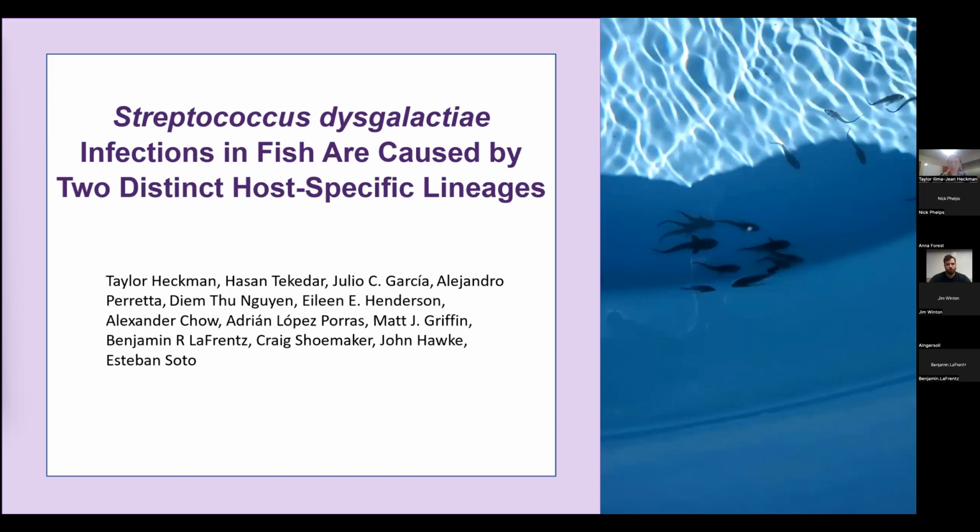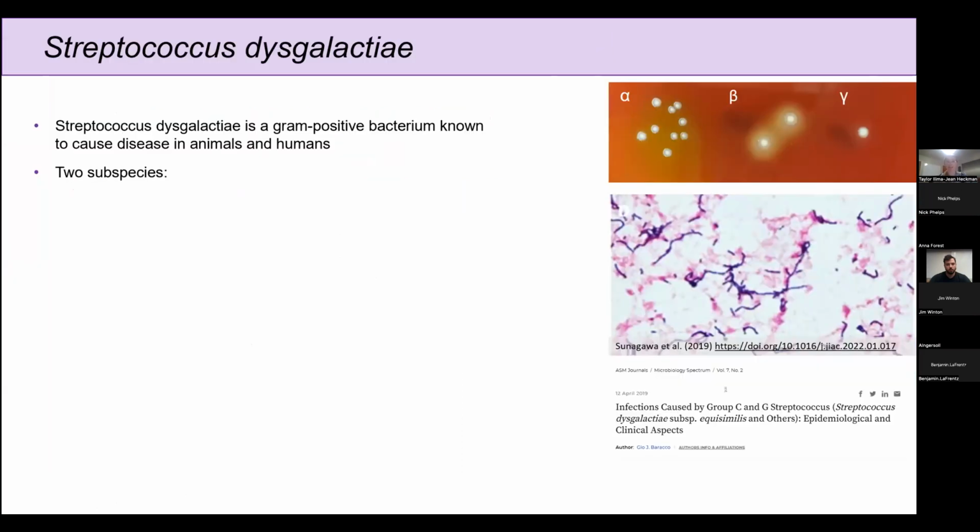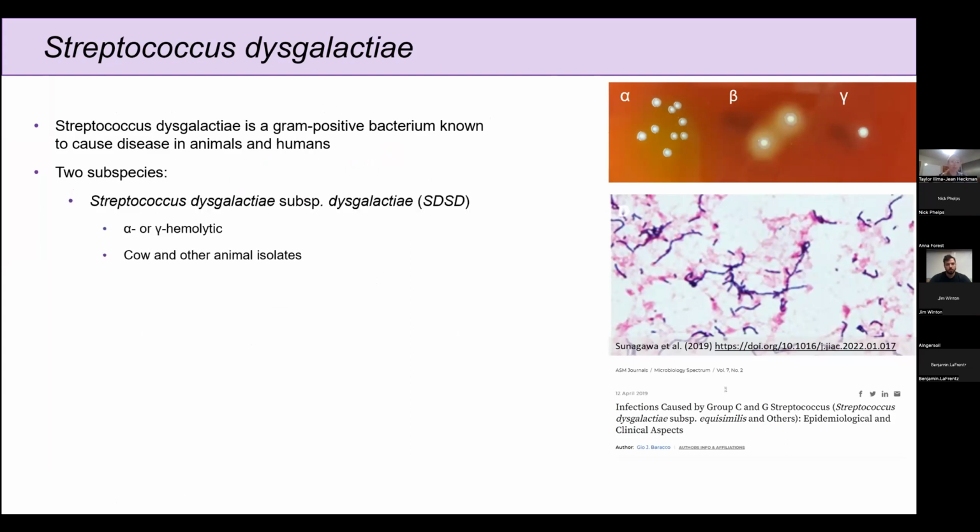So it's a gram-positive bacterium. It already has an association with causing disease in animals and humans. It's been traditionally classified into two different subspecies on the basis of hemolytic profile and source of isolation, though those have held up relatively well with the advent of molecular genomics.